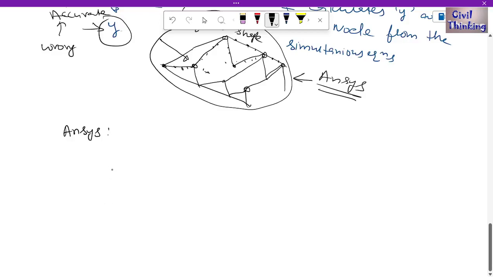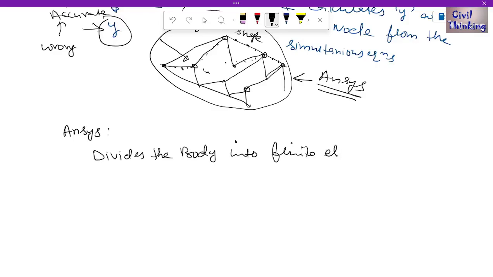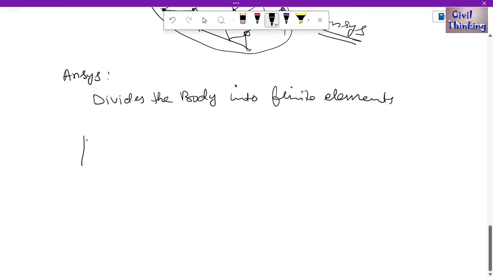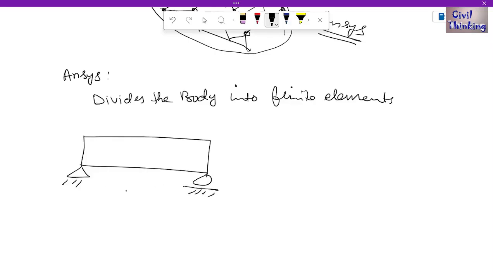Let me add more points here. Ansys divides the body into finite elements, right? So for example, let us say this is our beam. I am showing it in 2D plane. This is our frame. What will it do?